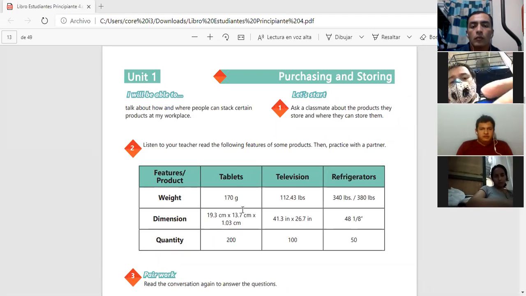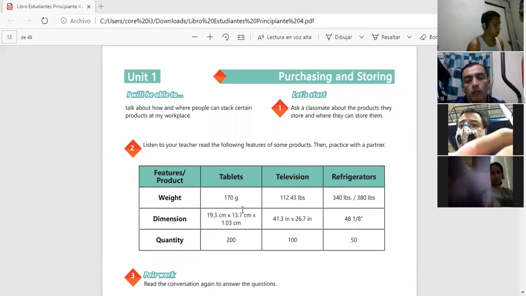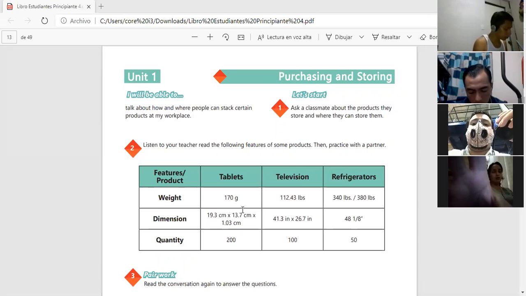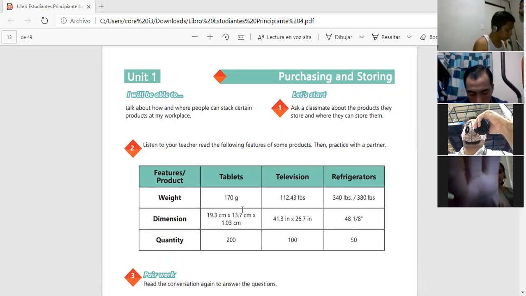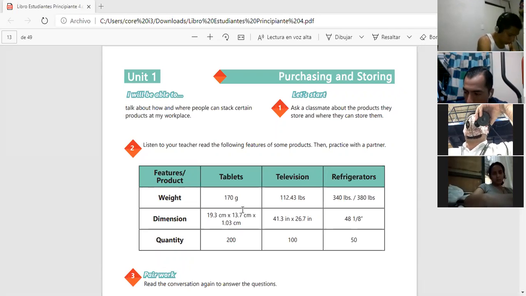For example, if we go to the tablet, what is the weight of the tablet, Adolfo? 170 grams. Good. Now the television, Felix. 112 something, 14 pounds. Good, good, Felix. So as you can see, the first one was 170 grams.